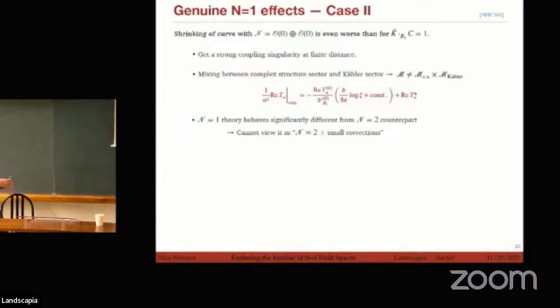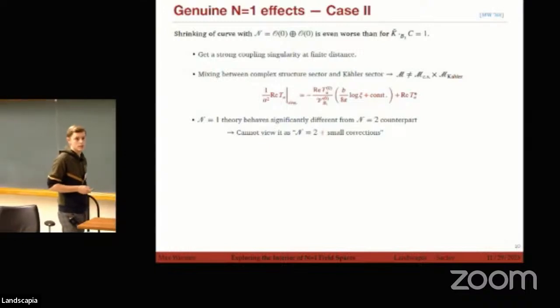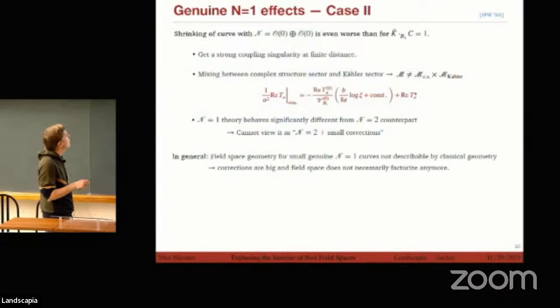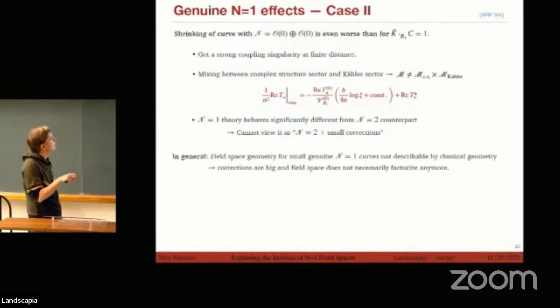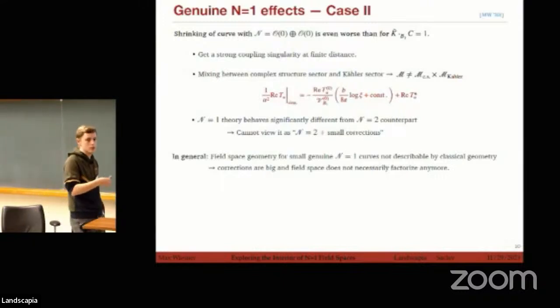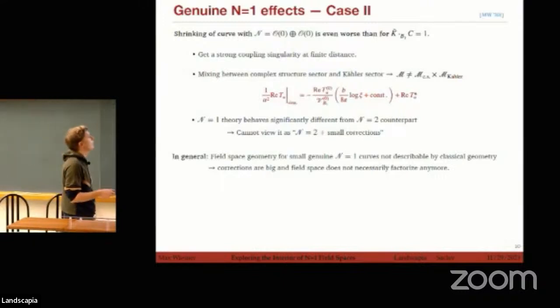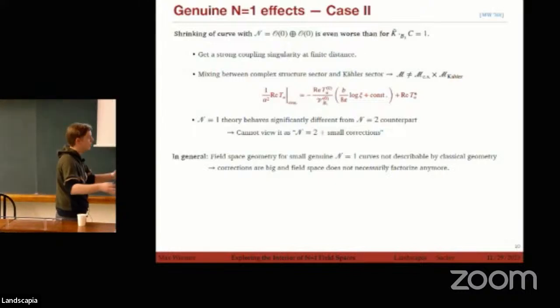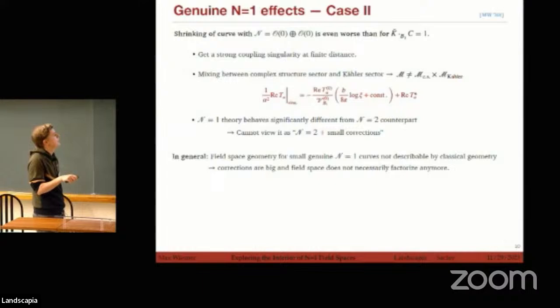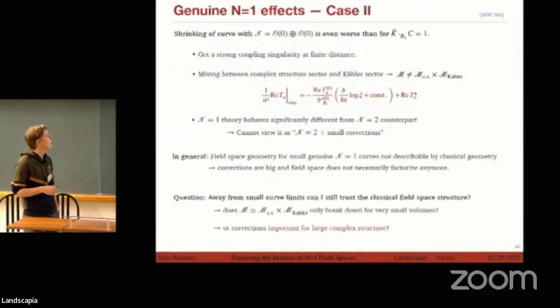So we see that the N=1 theory we have is significantly different from the N=2 counterpart, so we cannot just view it as N=2 plus small corrections, because then we would not have seen this effect. In general, the field space geometry for small genuine N=1 curves is hence not describable by the classical geometry that we just inherit from the Calabi-Yau geometry because of these important corrections. The corrections are big, and the field space does not necessarily factorize anymore.